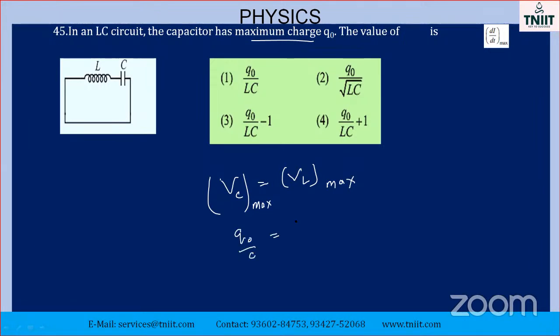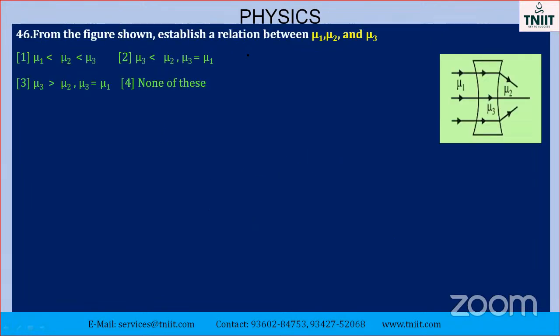What is the voltage across the inductor? Across the inductor, voltage is nothing but L into di by dt. So what is di by dt? They are asking you to find di by dt only. What is di by dt from this? Q naught by L into C. Option 1 is the right answer. Very simple problem.